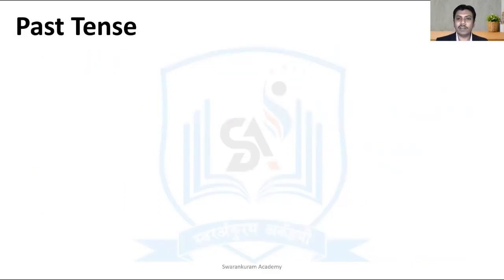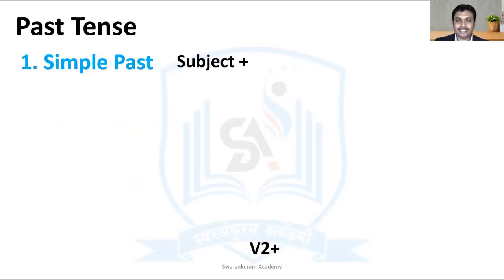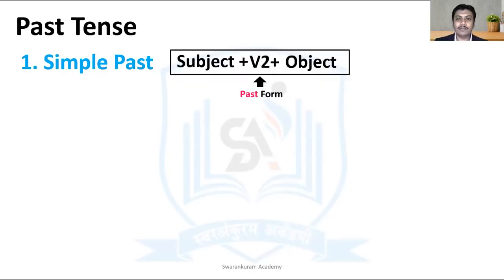Now, try to follow the same thing for past. Instead of present, I will replace everything with past. When I say I will replace present with past, I will replace the V1 form with the V2 form. Now let's try to understand the same thing. How will simple past be made? I will use the subject, then V2, then the object, and it will become simple past. What was simple present? V1.